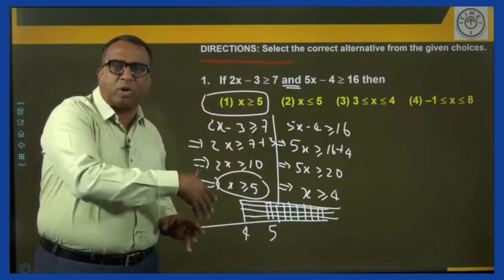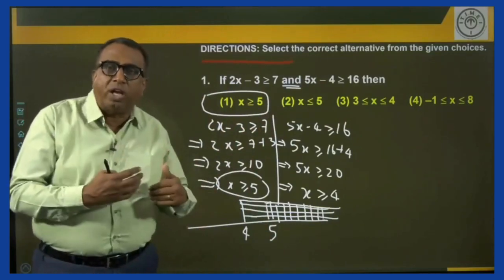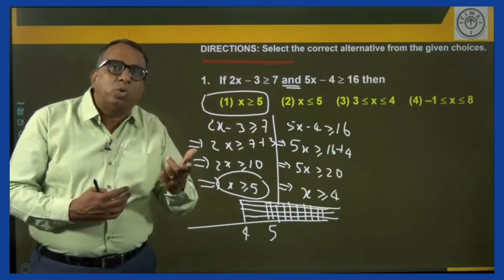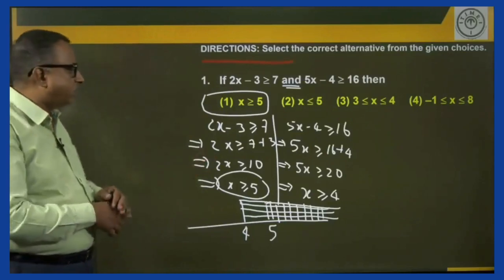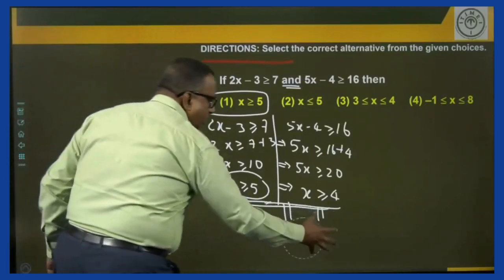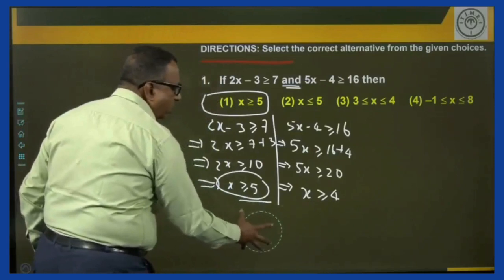If more than 5, it is more than 4. If more than 4, it may or may not be more than 5. Therefore, the answer is x greater than or equal to 5. So what is the answer choice for this question?